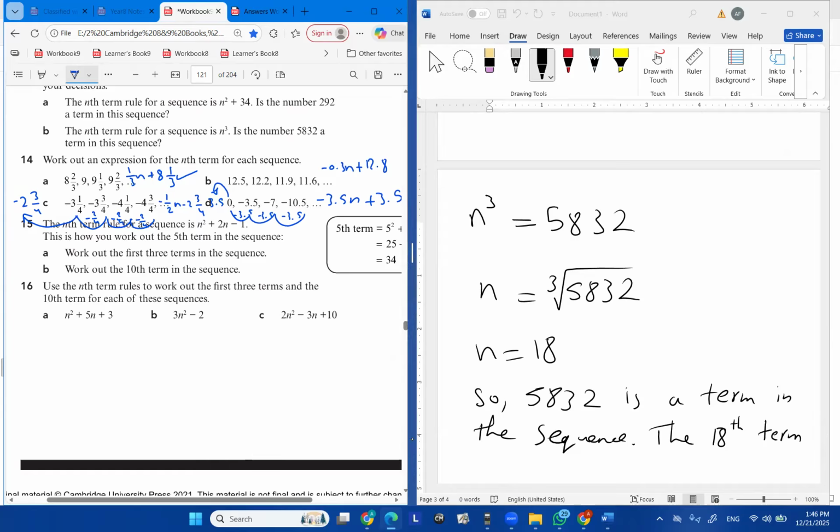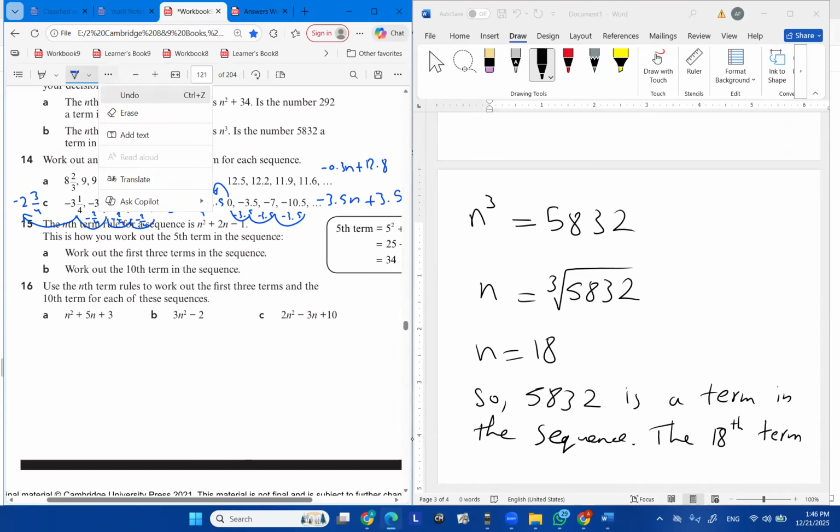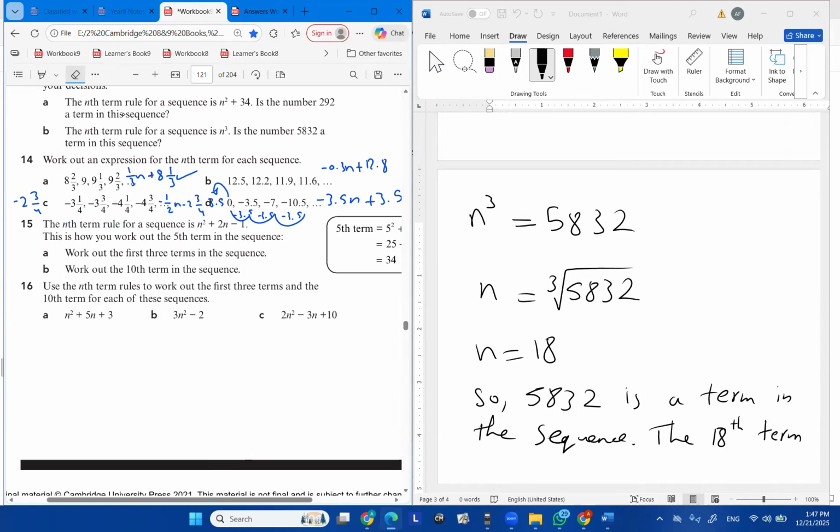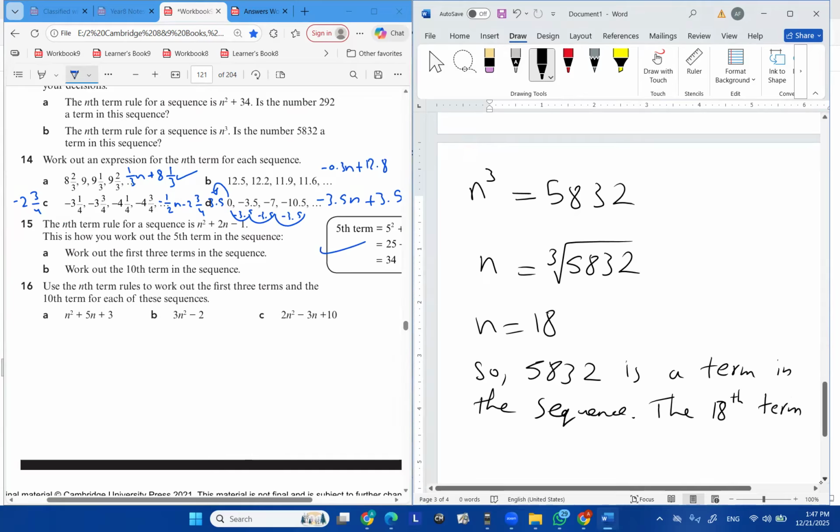Here in question 15, let me erase this first. The nth term rule for a sequence is n squared plus 2n minus 1. This is how you work out the fifth term in the sequence, and they even explained it to you. Work out the first three terms in the sequence, and work out the 10th term in the sequence as well.